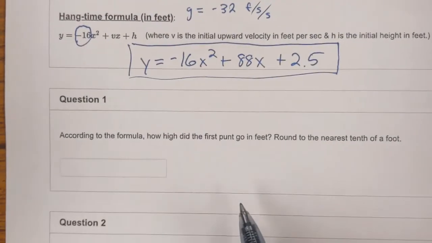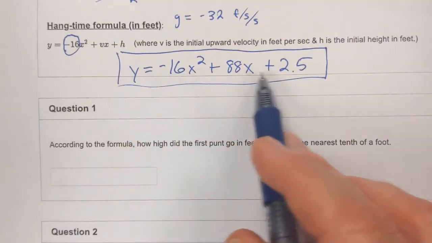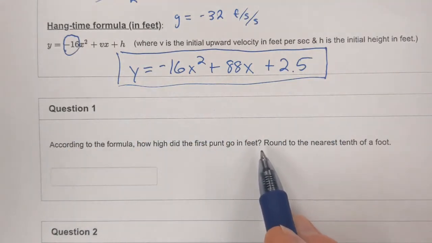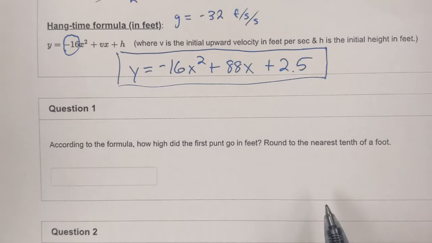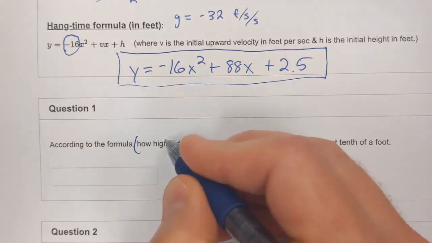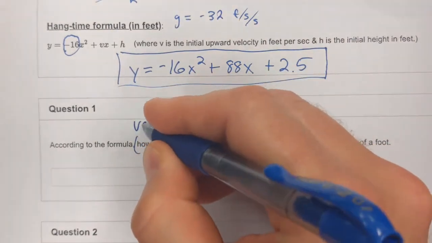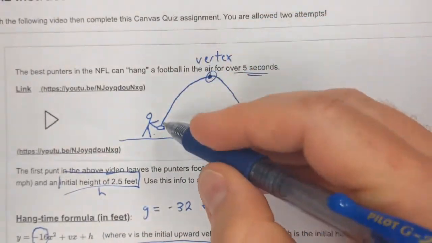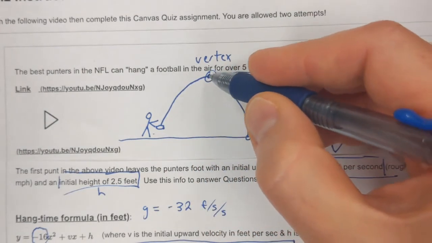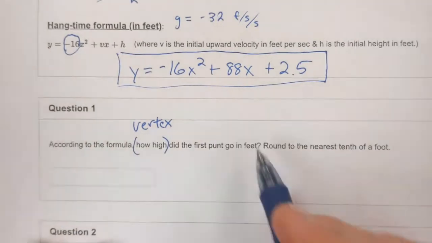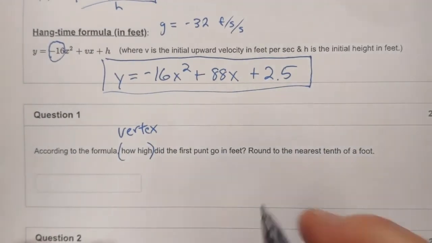So let's look at question 1. According to this function that you just made, how high did the first punt go in feet, rounded to the nearest tenth of a foot? If you want to find out how high an object flying through the air goes, we have to find the vertex. The vertex here is the highest that this ball is ever going to go before it starts turning around and coming back down towards the earth. So to answer question 1, we simply have to find the vertex.